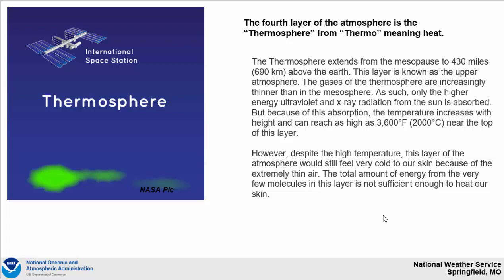However, despite the high temperature, this layer of the atmosphere would still feel very cold to our skin because of the extremely thin air. The total amount of energy from the very few molecules in this layer is not sufficient to heat our skin.